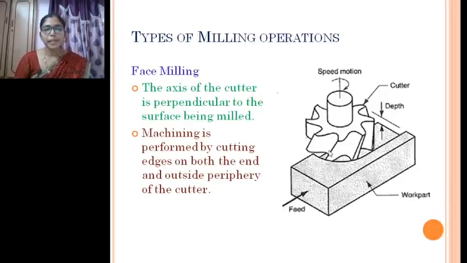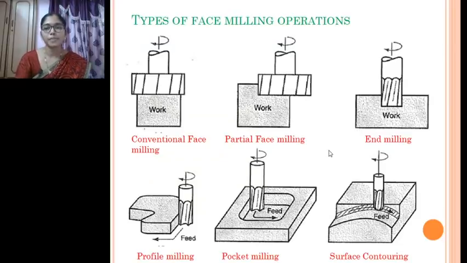So the next type of milling operation is face milling operation. Now as we have discussed, if the tool axis is placed perpendicular to the workpiece axis, then it is called a face milling operation. Now there are different types of face milling operations, like the conventional face milling operation, straddle milling, and the basic peripheral milling operation.